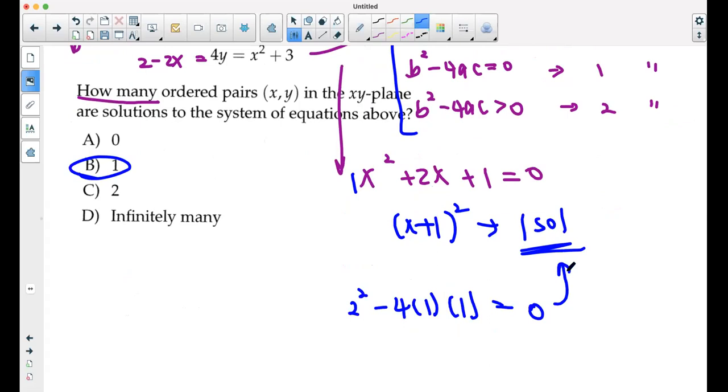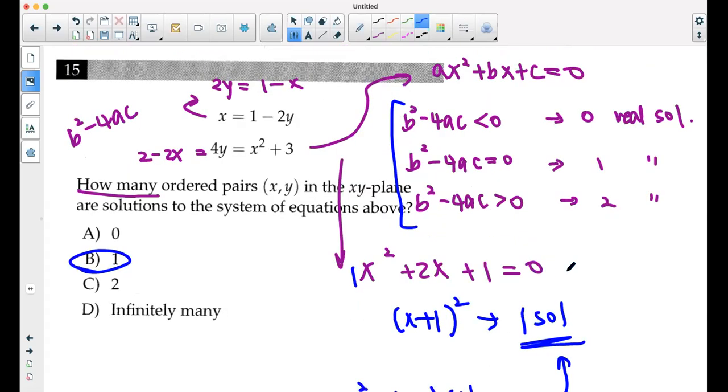Are you guys good so far? Yeah? Next. Number 19.